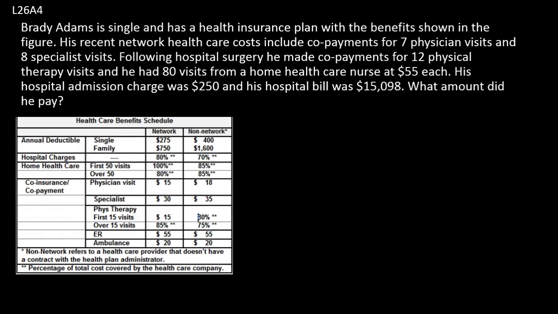Brady Adams is single and has a health insurance plan with the benefits shown in the figure. His recent network healthcare costs include co-payments for 7 physician visits and 8 specialist visits. Following hospital surgery, he made co-payments for 12 physical therapy visits, and he had 80 visits from a home healthcare nurse at $55 each. His hospital admission charge was $250, and his hospital bill was $15,098. What amount did he pay?